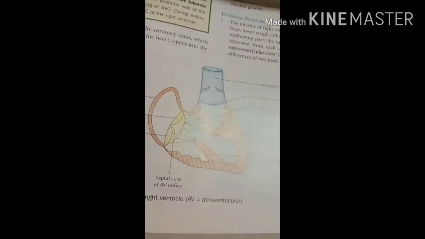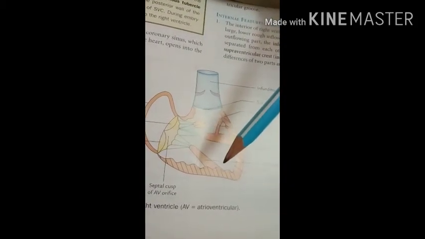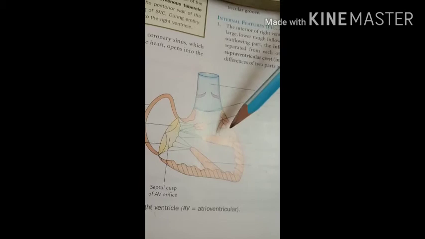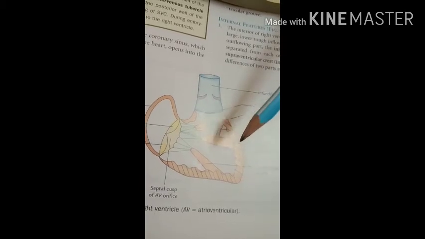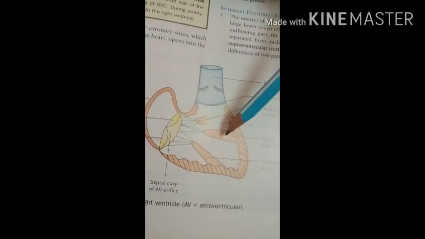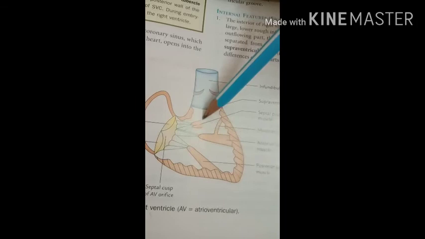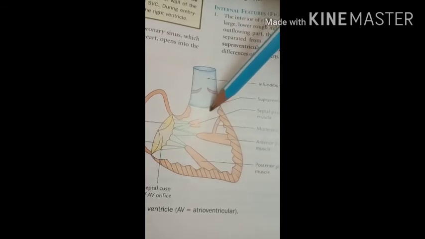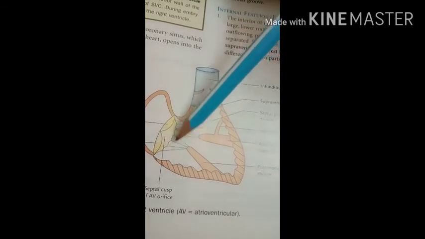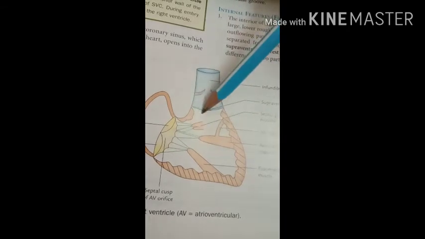Okay? And these chordae tendineae are attached to the valve, the tricuspid valve or atrioventricular valve. Okay? The three papillary muscles in the right ventricle are the anterior, posterior, and septal. Here this is the anterior papillary muscle, this is the posterior papillary muscle, and this is the septal papillary muscle, and they are attached to the chordae tendineae, this one.